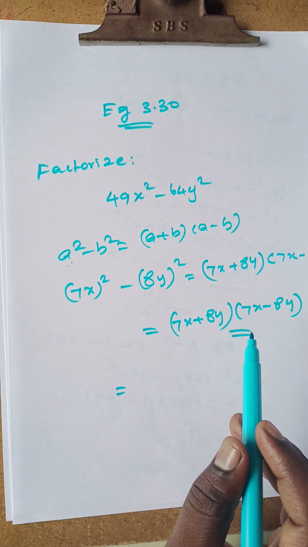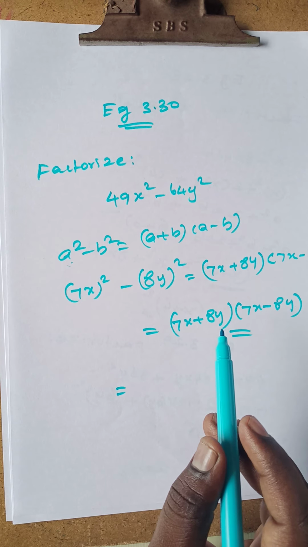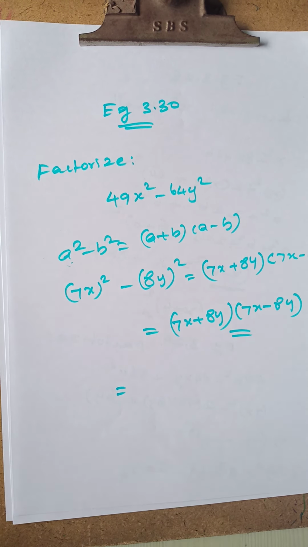So in 3.4 we have two methods. The one method, type 1, is over. Type 2 we can see in the next class.